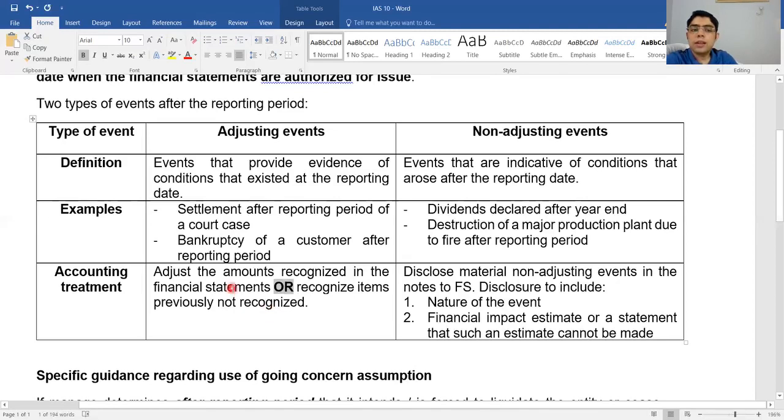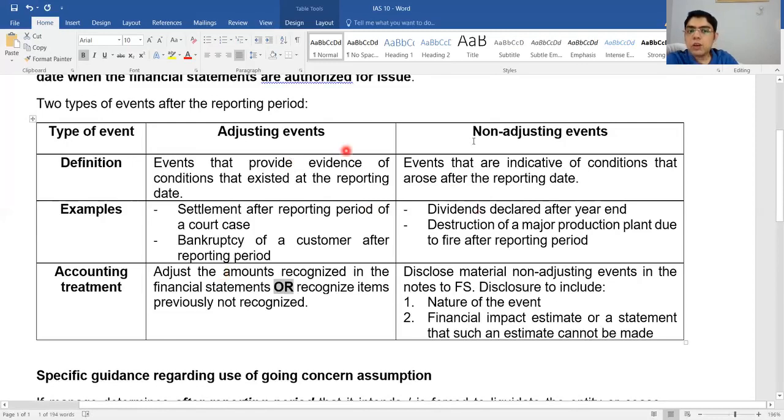On the other hand, you had a receivable recognized on your statement of financial position, but post year end you get to know of the bankruptcy of a customer. In that case you would adjust the recognized receivable by recognizing an impairment loss or by writing off that debt. So that's precisely what an adjusting event is all about.